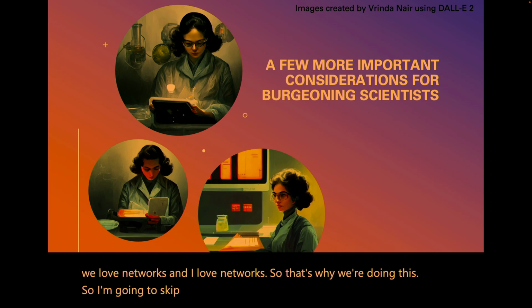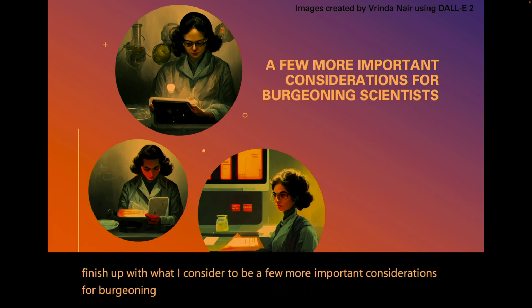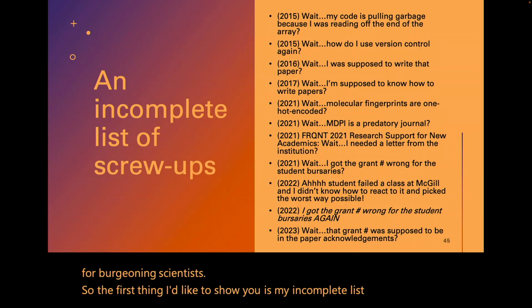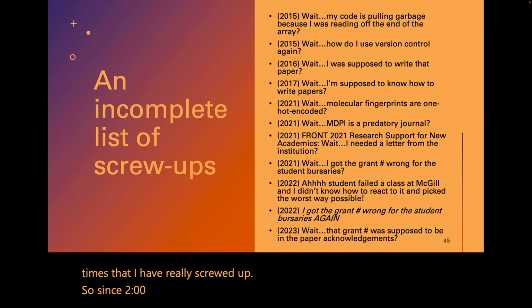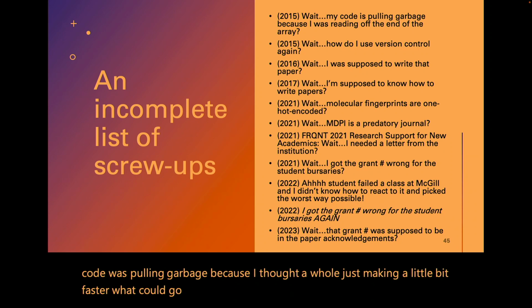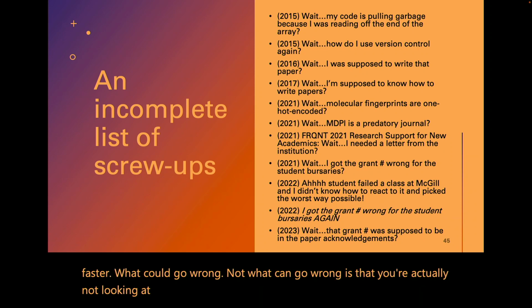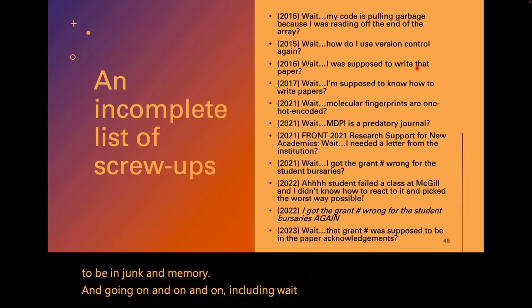I just want to kind of finish up with what I consider to be a few more important considerations for burgeoning scientists. So the first thing I'd like to show you is my incomplete list of times that I have really screwed up. So since 2015, when I started my final research project and found that my code was pulling garbage because I thought, oh, I'll just make it a little bit faster. What could go wrong? Well, what can go wrong is that you're actually not looking at your data anymore. You're just looking at whatever happens to be in junk and memory. Whoops.